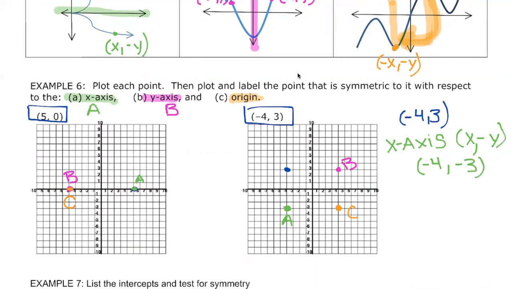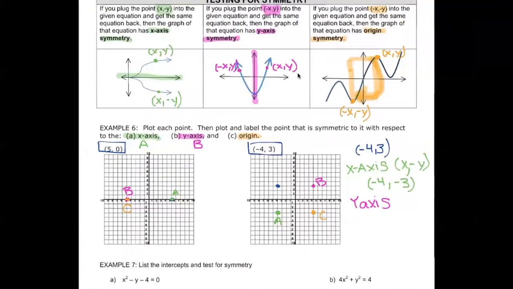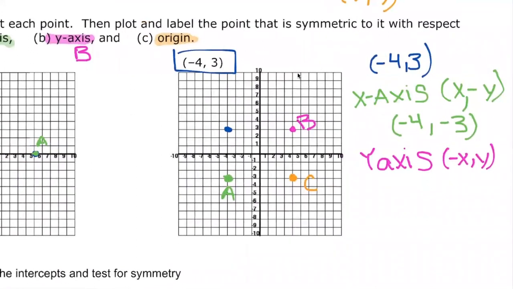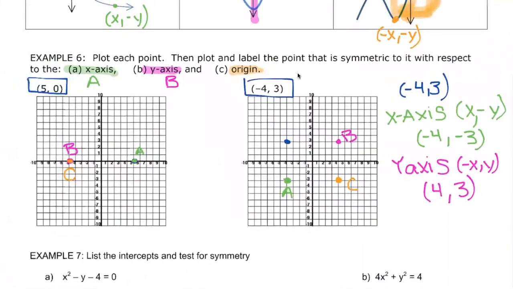And another way to look at that, if we look at the pink one here, if we do y-axis, if you go back and look at the y-axis information, notice how I highlighted negative x comma y. So we've got negative x comma y. So notice with the original point, which was negative 4, if we take negative 4, it becomes positive 4, and the y stays the same. So notice when we graphed it visually, point B is also located at 4, comma 3. It should be the same thing.